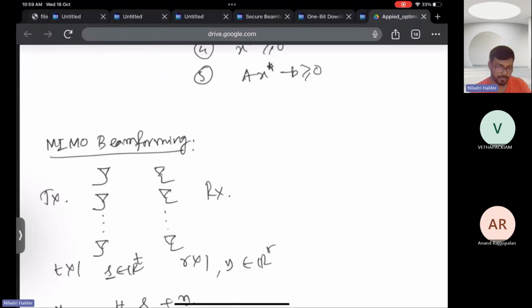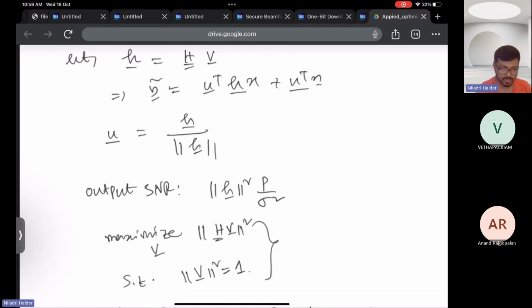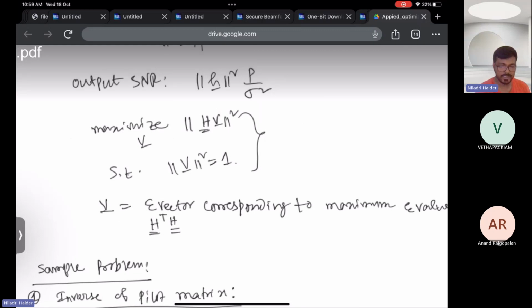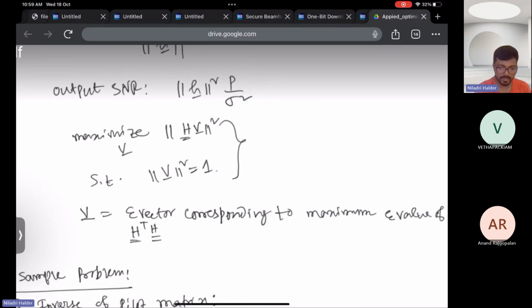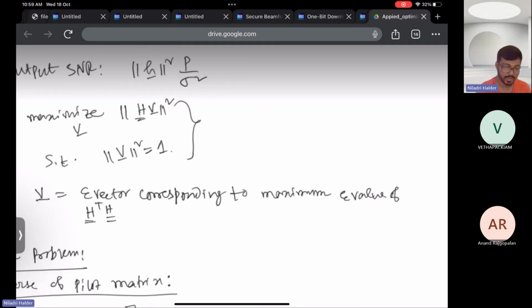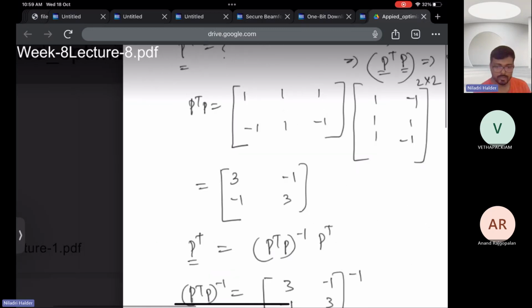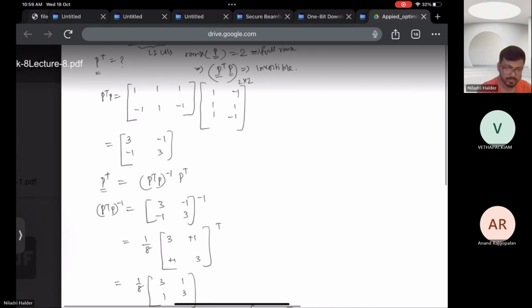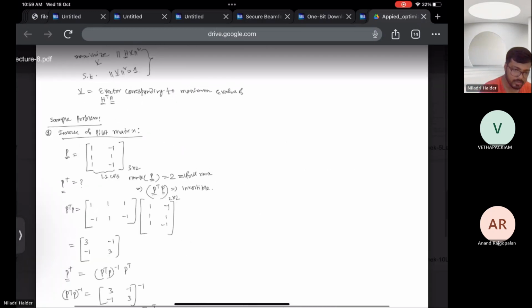So this is MIMO beamforming. For MIMO beamforming, the solution is that at the receiver the beamforming vector is the eigenvector corresponding to the maximum eigenvalue of H transpose H. So the inverse of pilot matrix. There is one matrix that is 3 cross 2. The inverse of that matrix is equal to the pseudo inverse.